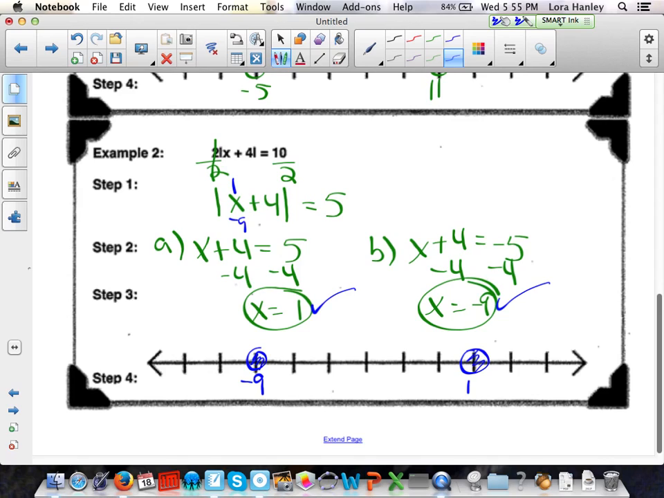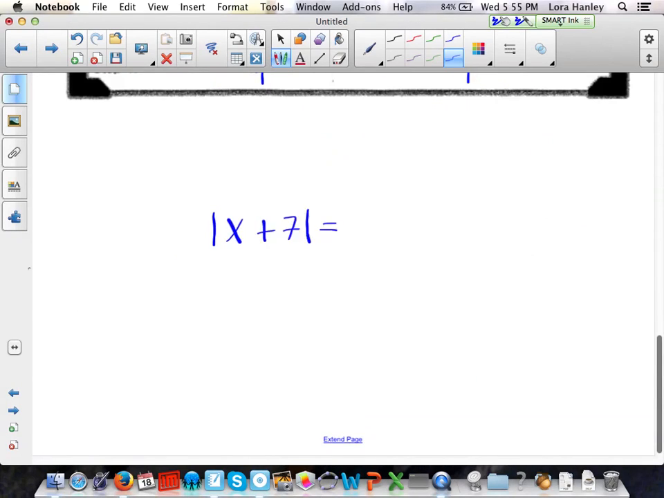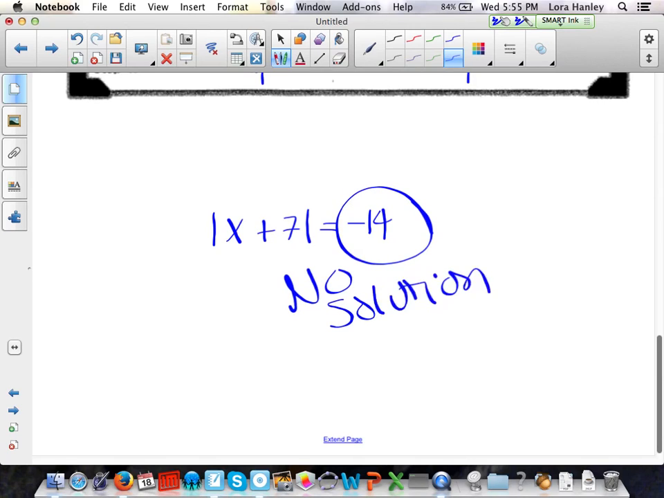The only thing I would caution you of is if you ever get an absolute value equal to negative 14. When we were just talking about distance, we said that there can never, ever be negative distance, which means we can never have an absolute value equation come out to equal a negative. So I don't care what number x is, you're never going to get the absolute value of something to be equal to a negative number. So if you ever recognize this, that would be no solution.